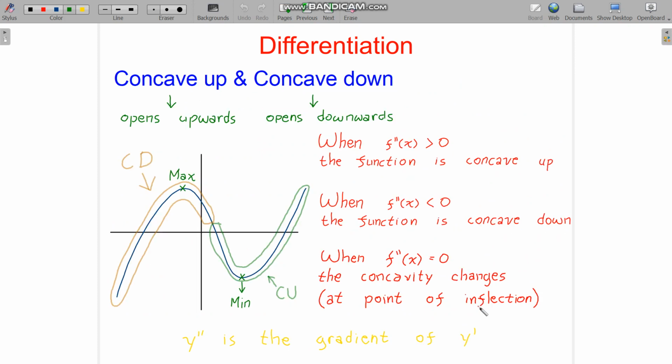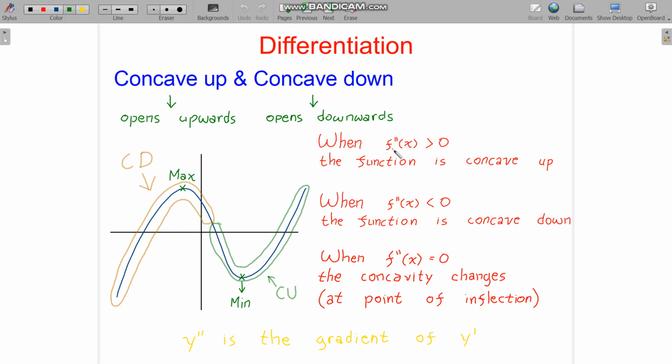Now for concave up, concave down. Concave up means opens upwards. Concave down opens downwards. So if we have this kind of curve, the brown part here is when the curve is concave down or opens downwards, and the green part is when the curve is concave up, opens upwards. We can only have a maximum when the curve is concave down. We can only have a minimum when the curve is concave up. So another way to find maximum, minimum, or the nature is to check using the double prime.